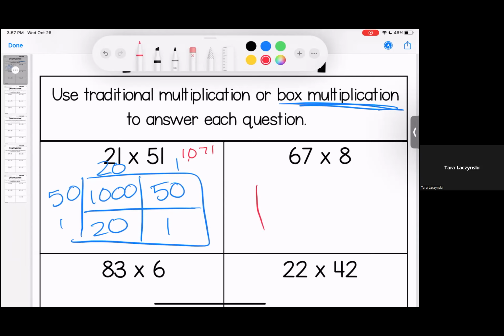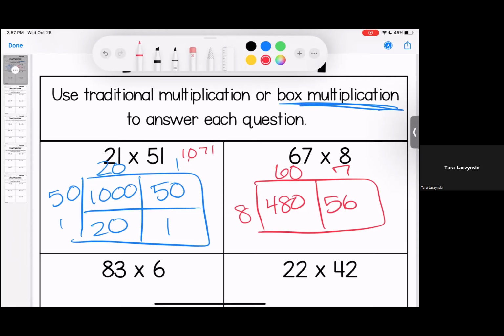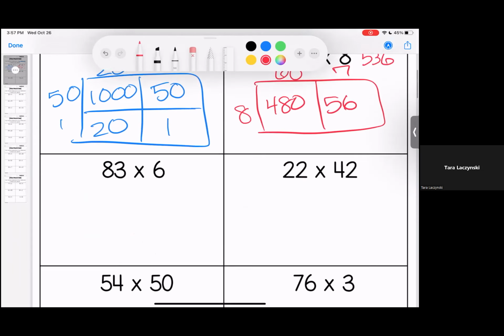Taking a look at number 2. 2 digits, 2 boxes. 60 and 7. Here comes our 8. 6 times 8 is 48. We have 1 0. 8 times 7 is 56. If we add 480 plus 56, we get 536 as our final answer.